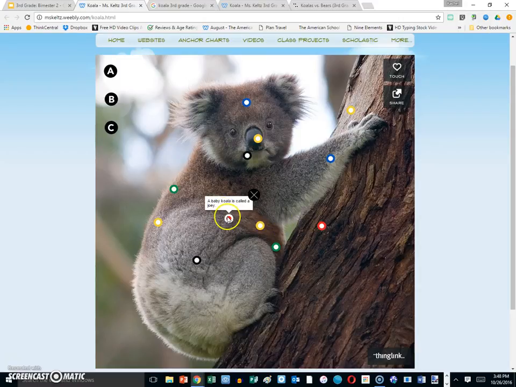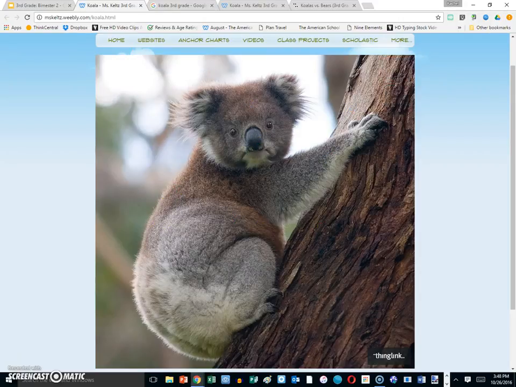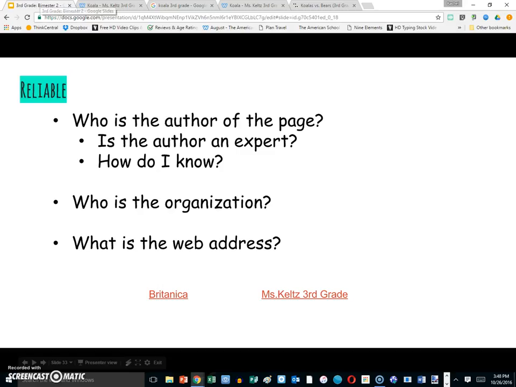So if I click on here, I might see some information that is true, but a teacher might not be an expert in animals. So this source would not be a reliable source for our research. They're not the expert, so let's go find someone who is.